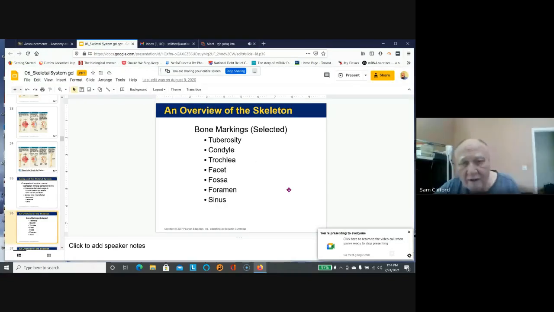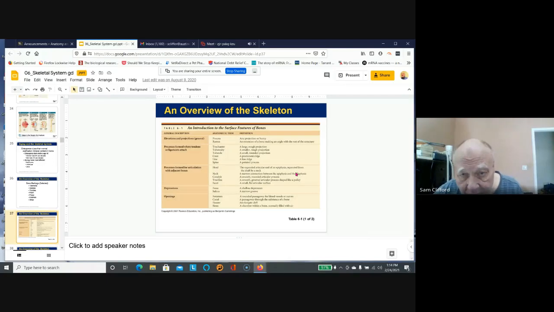So bone markings. Bones have little bumps and ridges and facets from flat places. The bones have all types of little arrangements for muscles, the tendons and ligaments to hook onto, and so on. So just read through this right here.